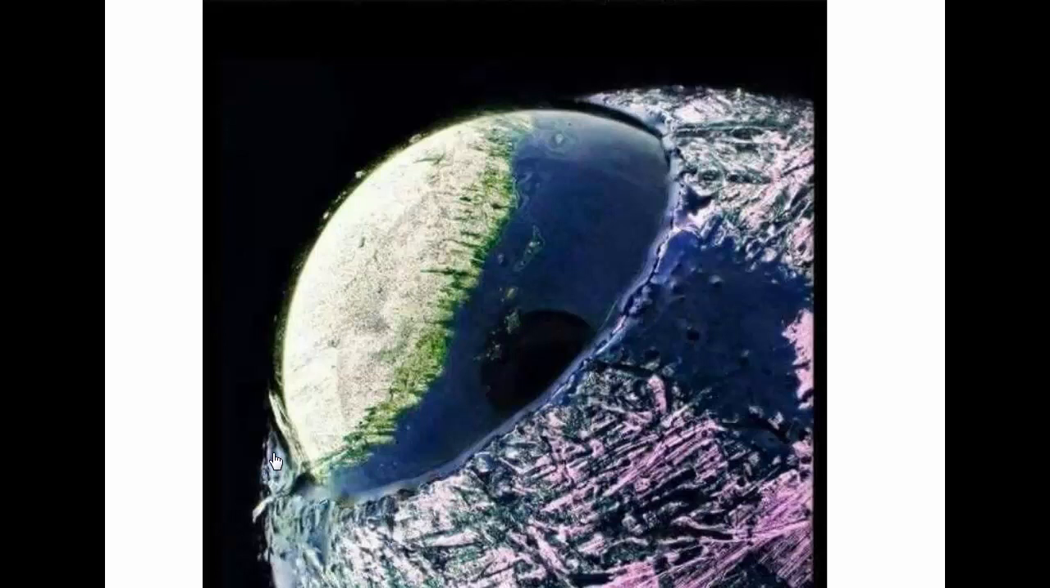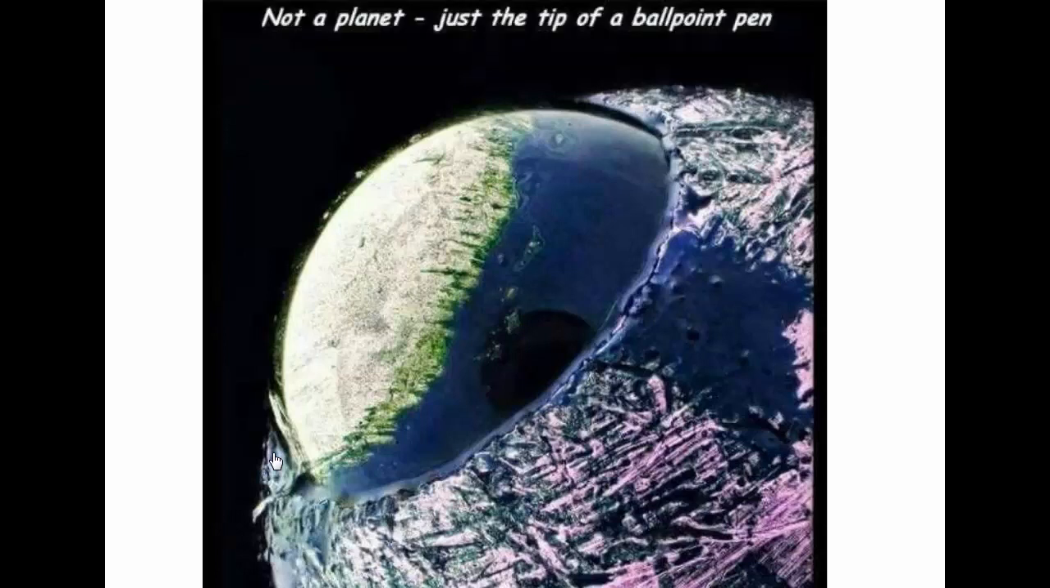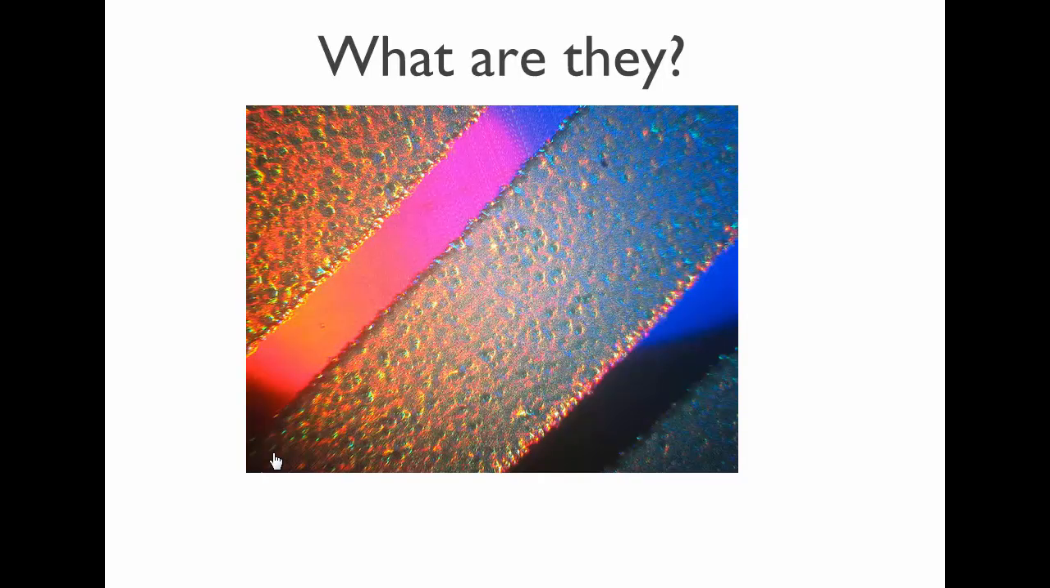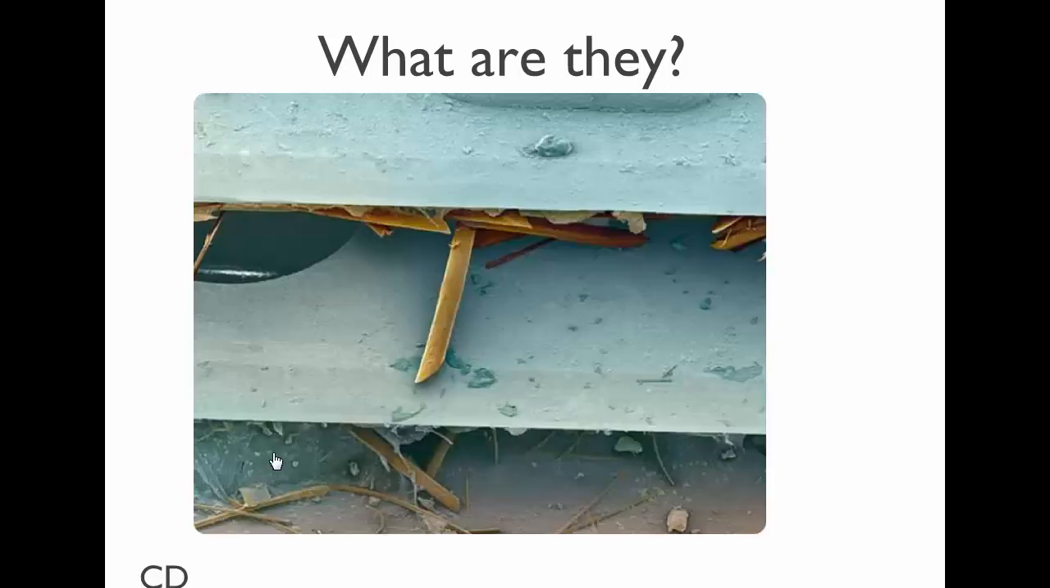Anyone have any idea what this is? Claudia? Oh, that's a good idea. No, it's not an eye. It's not a planet. It's the tip of a ballpoint pen. This is the part that gets the ink on it. That's so crazy. How about this? CD. Yeah, good. How do you know that, Ava? Looks shiny. You can see like the rainbow shape. That's a CD. Good job.